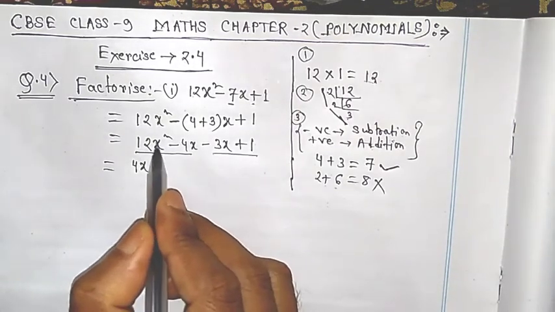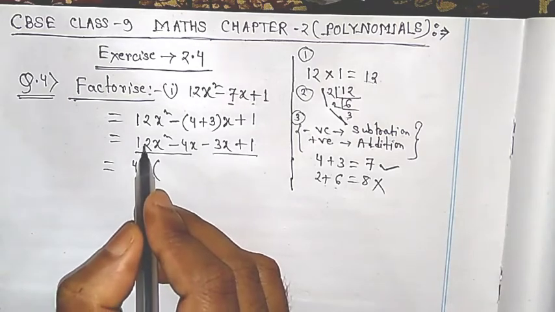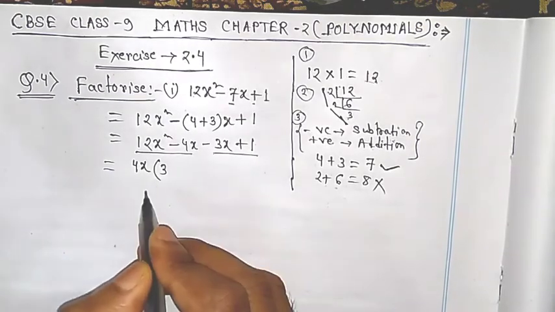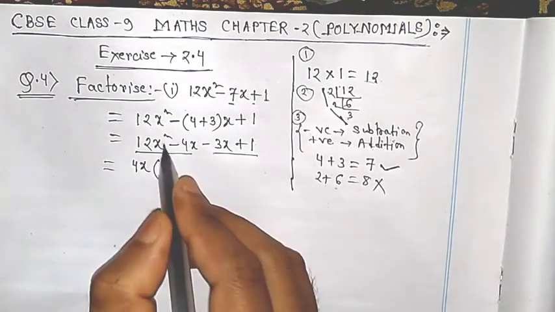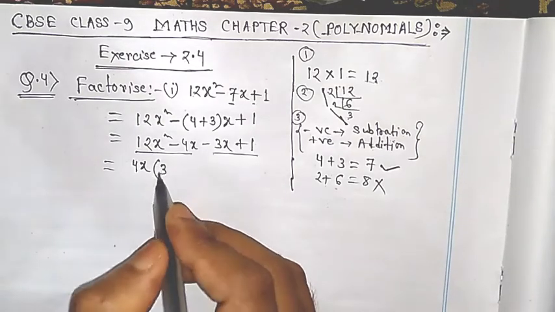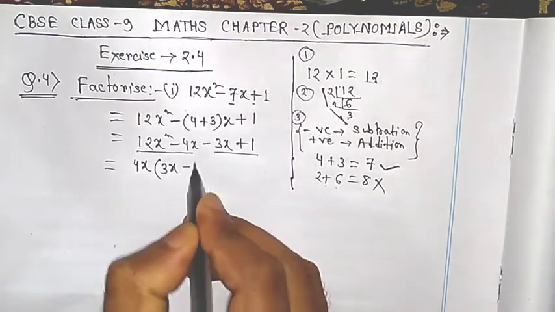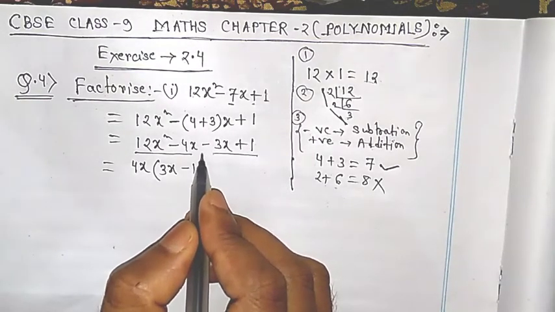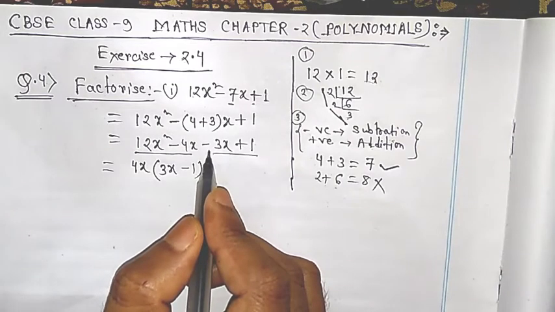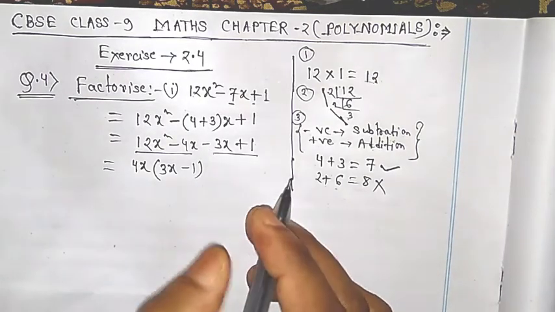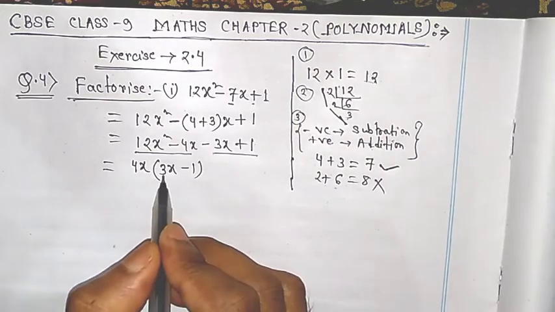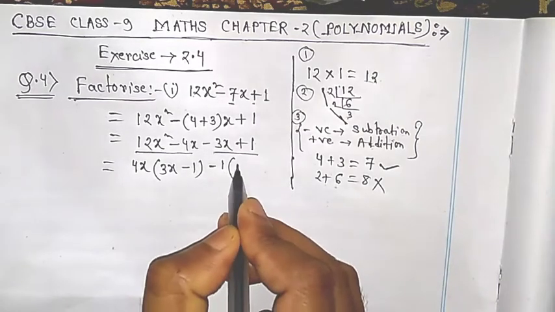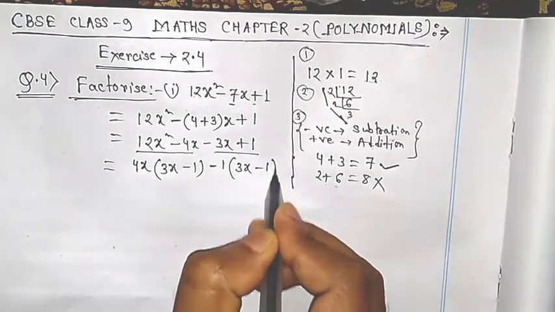Now what is remaining in 12x square? From 12, we already take 4, so only 3 is remaining, because 3 4s are 12, and already 1x is taken, so 1x is remaining here, minus 1. Here no factor is there, but we can take the minus sign as a factor, because we have two common factors here, like 3x minus 1. So I take minus 1 as common factor, then it will be 3x minus 1.